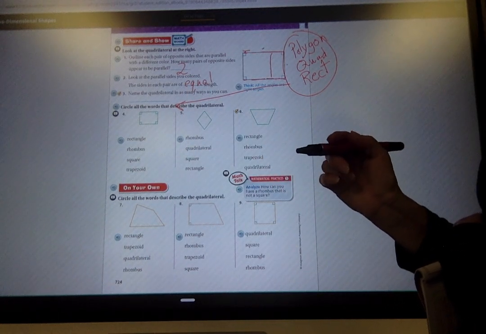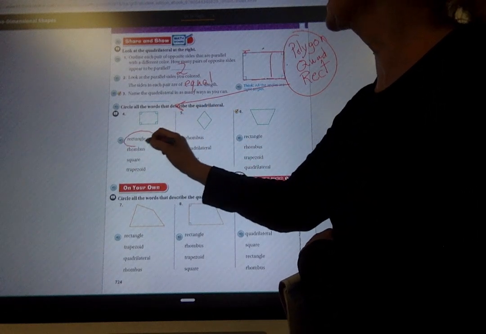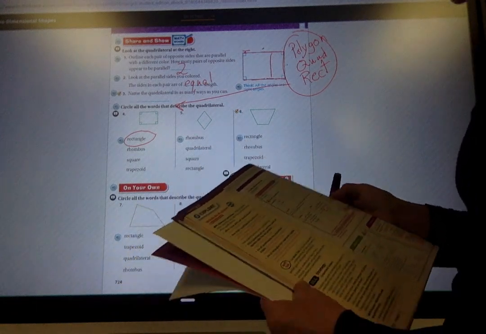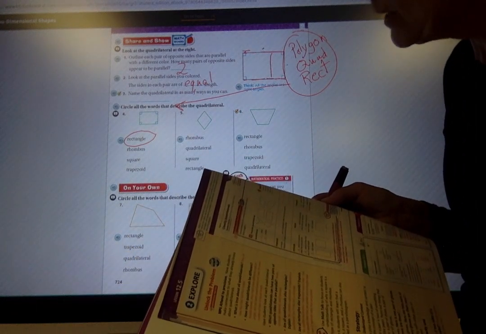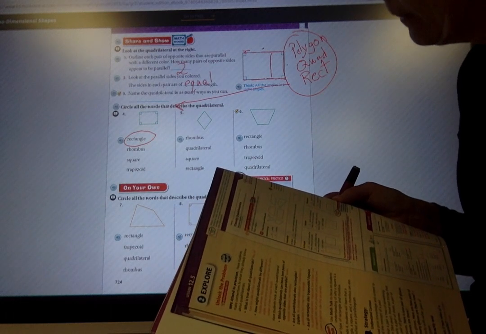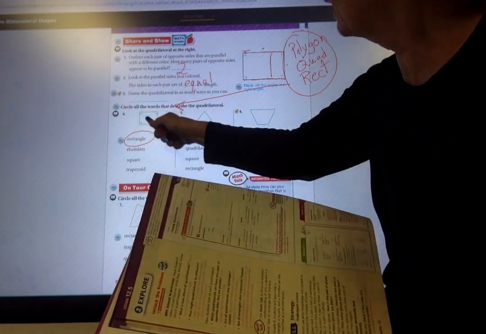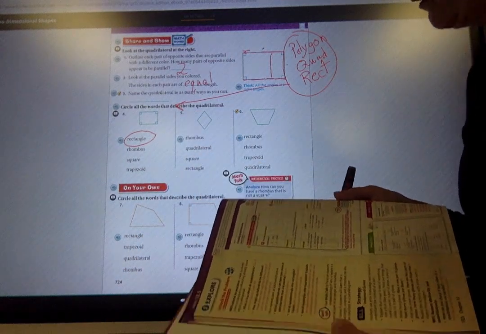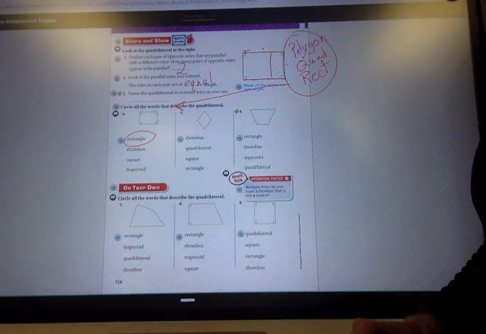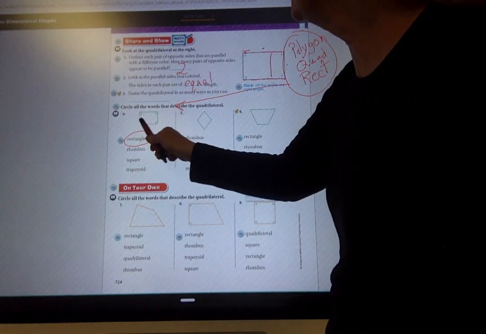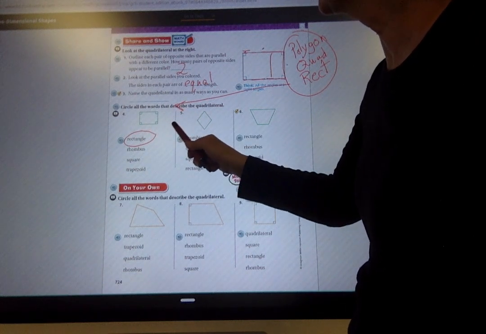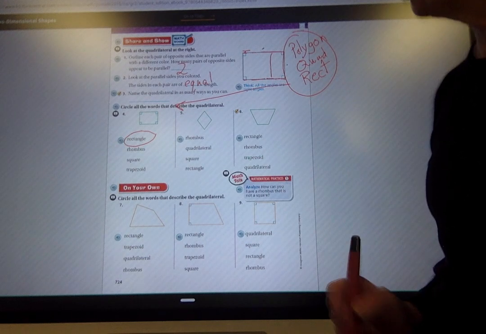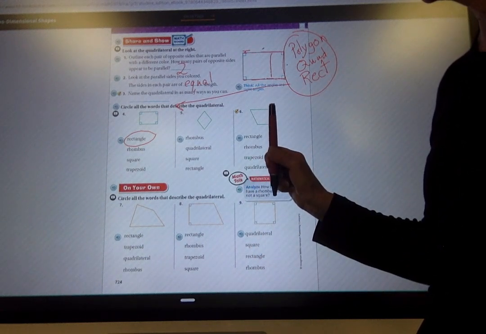Let's go on to number 4. Let's circle all the words that describe it. Is it a rectangle? Yes. Is it a rhombus? Well, I'm going to go back and look. I'll read this to you. A rhombus has two pairs of opposite sides that are parallel. That might be a rhombus, but the sides have to be of equal length. All four sides. Are all four sides equal? No. These two sides are longer than these, so it's not a rhombus. Is it a square? No, because a square is a rhombus.